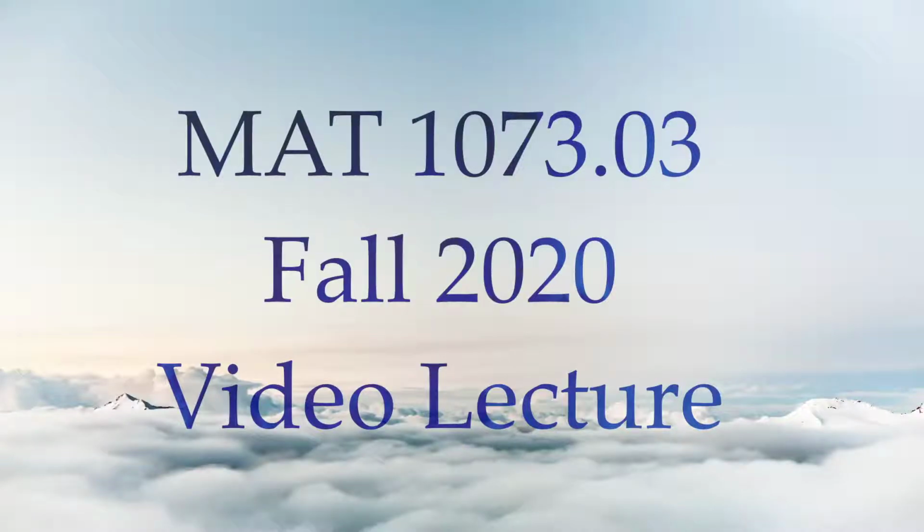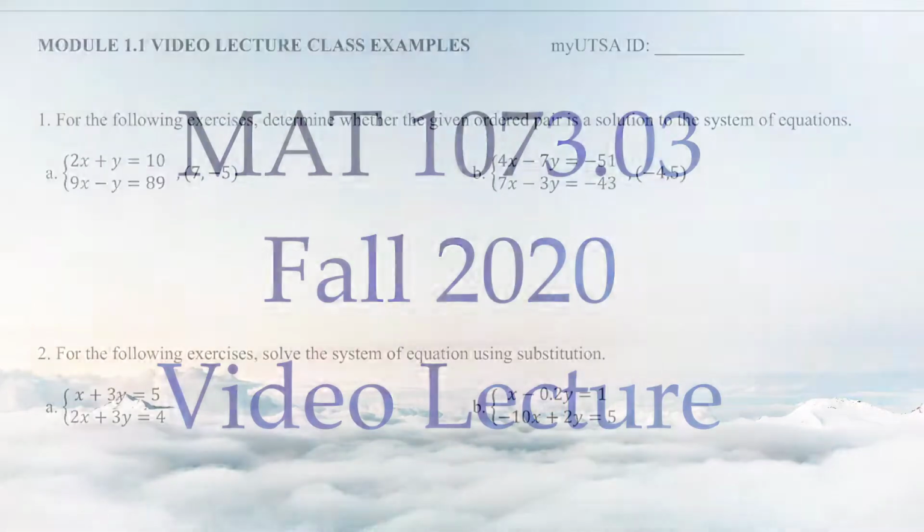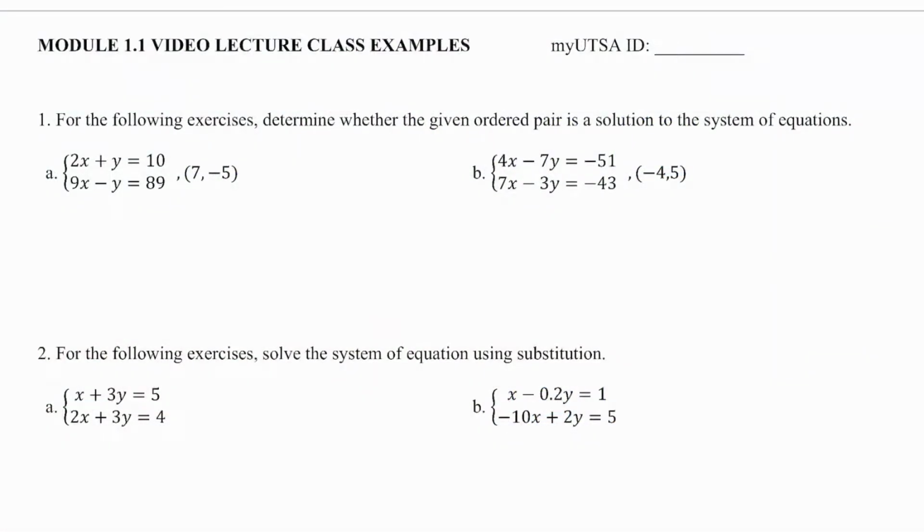So, this is another video in the series from Math 1073 for UTSA. We're going to be dealing with Module 1.1 today. So, basically, we're solving systems of linear equations. In this case, we're doing two equations at a time, two equations with two variables, x and y, most of the time.